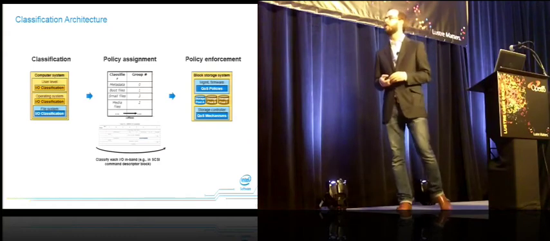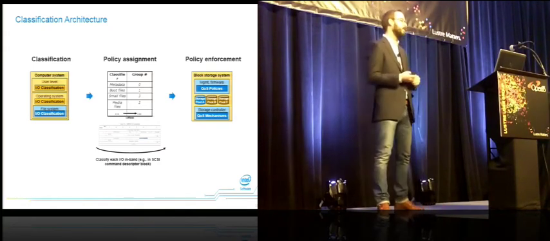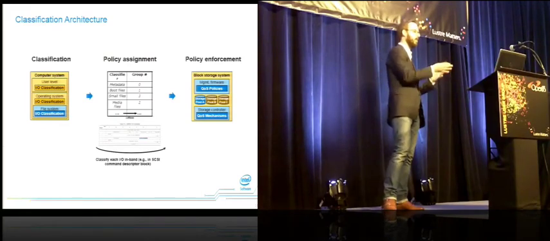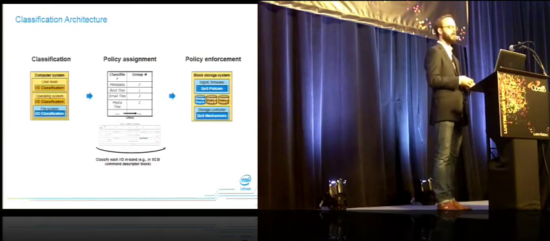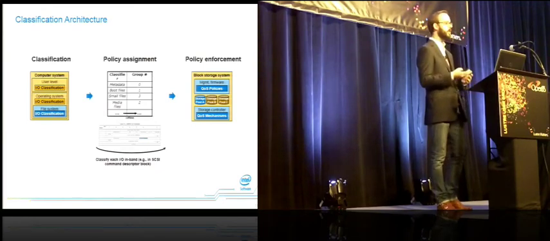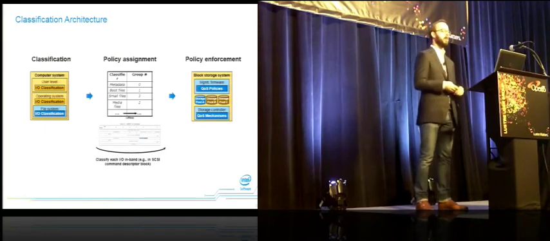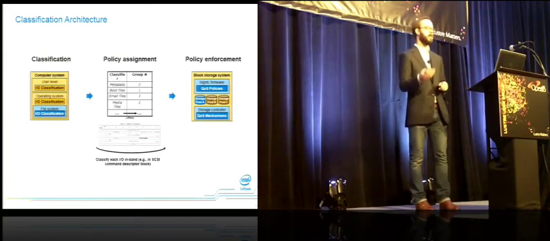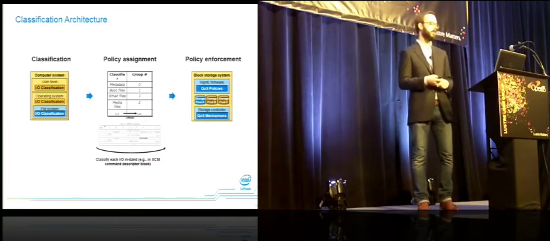So looking at how we would do that, we've got the same kind of 3 stages. If we look at classification, the way that we've implemented it here in our test is to send classifications from the file system. We could do that also from the operating system or from the application, and we'll talk about that a little bit. But right now for this, we've done it directly from the file system itself. And then we'll assign policies to that.